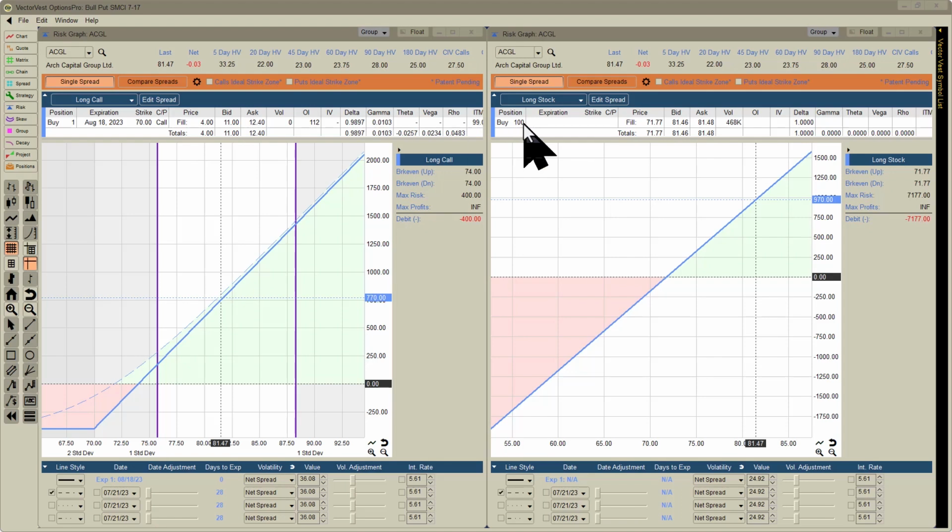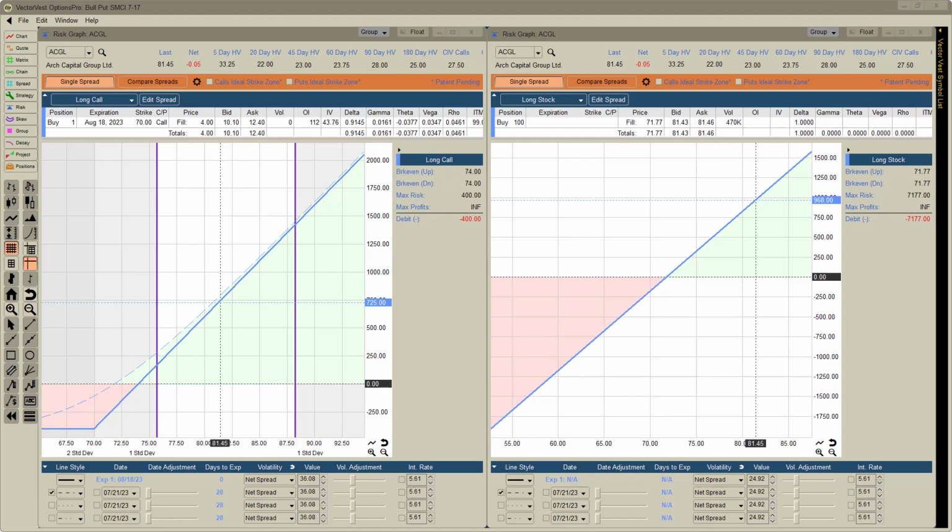Now take a look at the right. If you'd have just bought 100 shares of Arch Capital on June 21st, yes, the stock did go up $10 a share from there, but it's only up $9.70. Now think about that. If you would have bought Arch Capital, you'd have had to put up $7,000 and you made $9.70. That's still a 10% gain, don't get me wrong, over 10%. But buying the option for $400 has netted you a 200% return on the same trade.